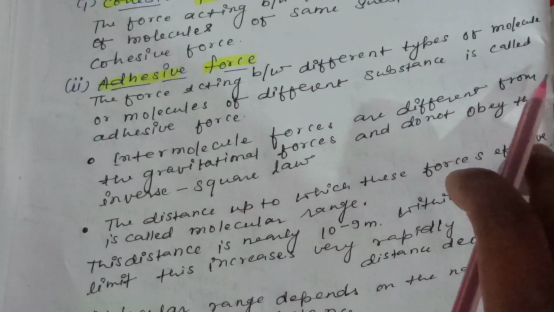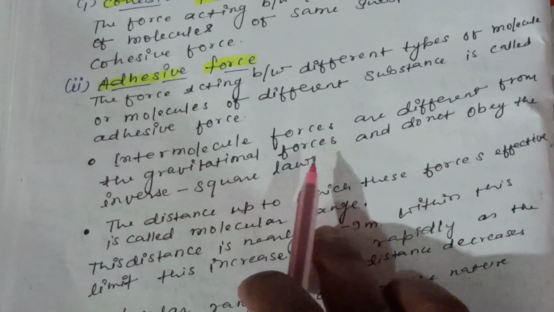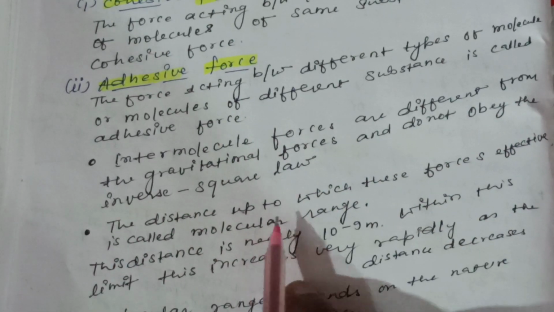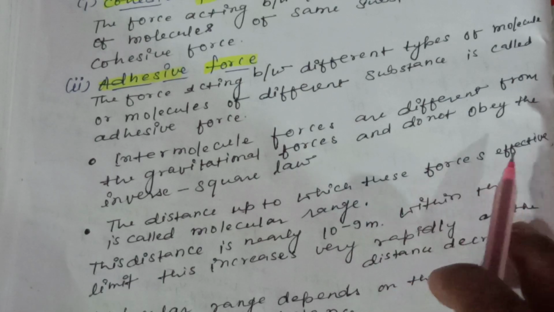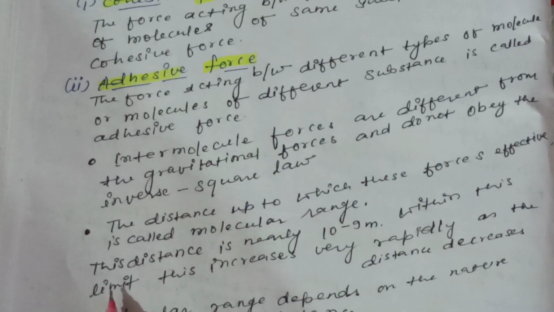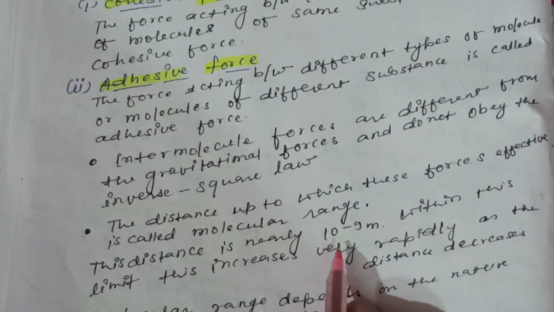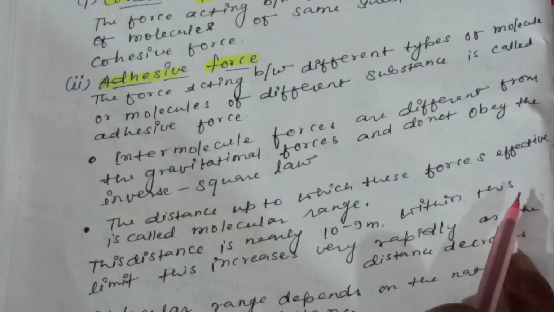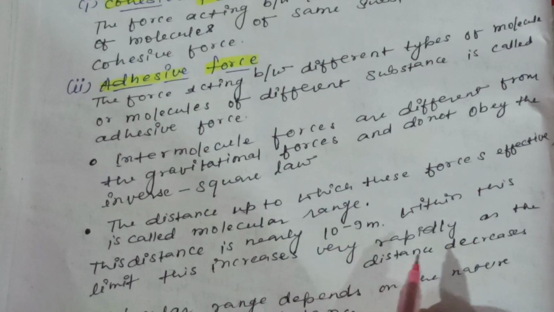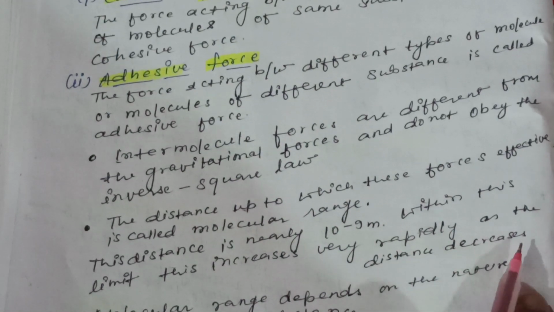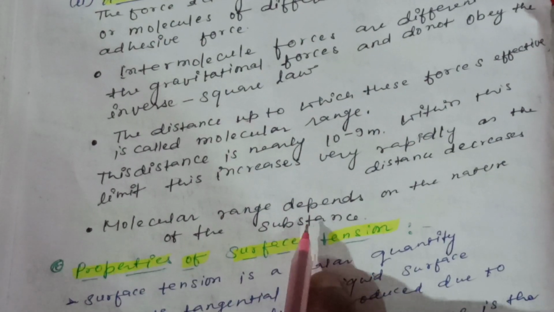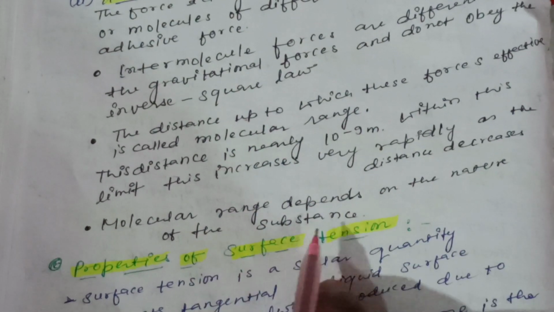Intermolecular forces are different from the gravitational forces and do not obey the inverse square law. The distance up to which these forces are effective is called molecular range. This distance is nearly 10 to the power minus 9 meter. Within this limit, the force increases very rapidly as the distance decreases. Molecular range depends on the nature of the substance.